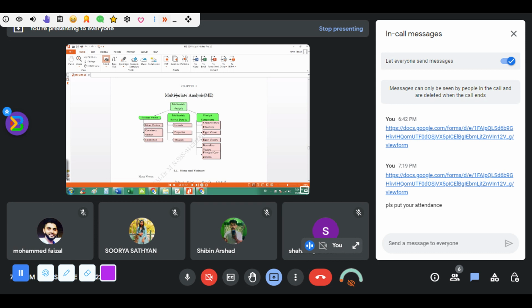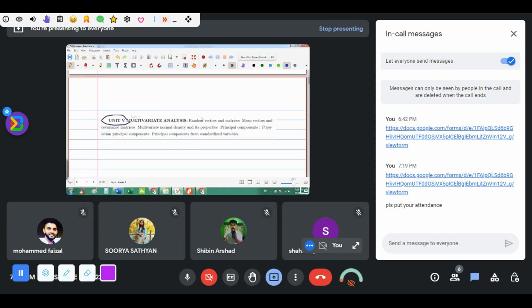So this is Unit 5. It is divided into three parts. Okay, so already you know the syllabus in Unit 5: random vectors and the matrix, mean vectors and the covariance matrix, multivariate normal density and its properties, principal components. Okay, this is the syllabus.